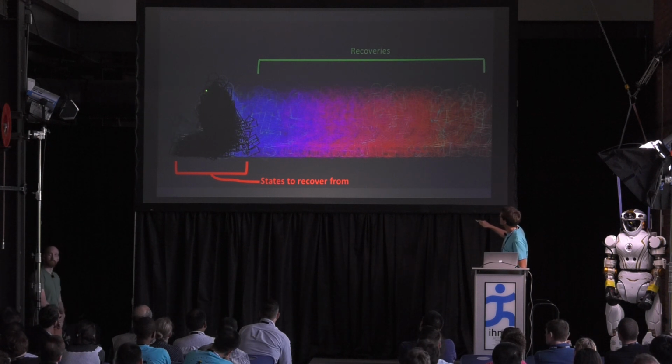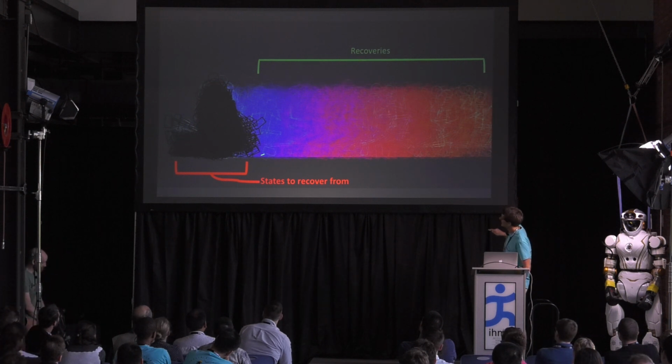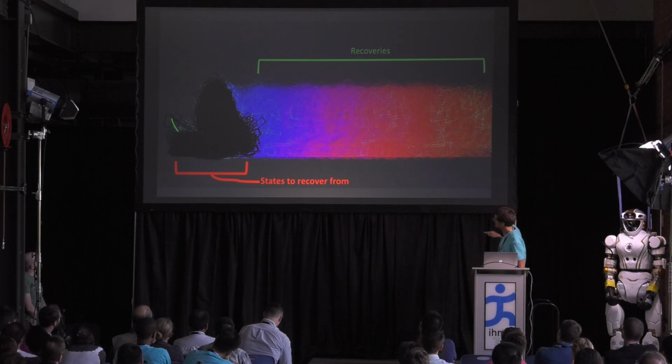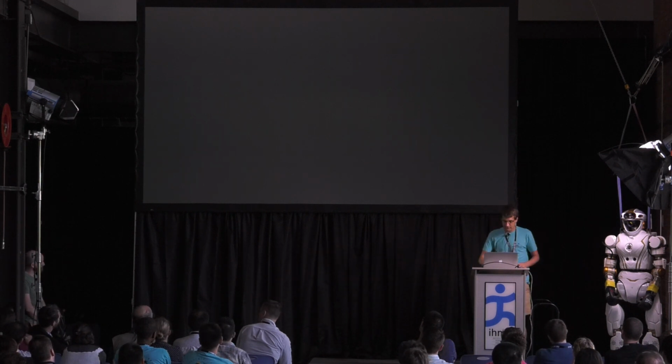Here are the ones I was able to recover from. And here's the horde of runners who manage to recover. But you can still see that there's not a huge black blob of runners that could actually recover. So you're kind of limited in what you can get away with. So what can we do with these recoveries?